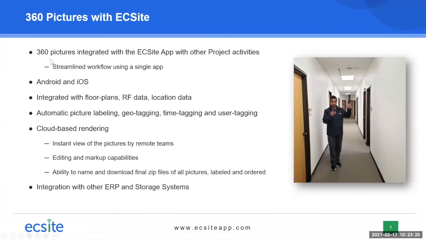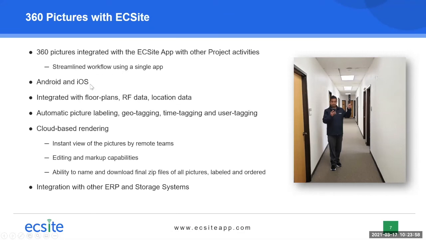In terms of using ECSite, people struggle with taking 360 pictures. If they use, let's say, the Theta app, which is a fantastic app, they then have to download and upload it to some place and then figure out rendering. All of that becomes complicated. But here, whether you take a 360 picture or a regular picture with our app won't matter. Everything will get pushed to the cloud and rendered automatically, right?